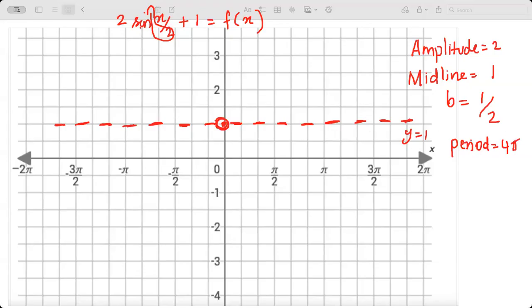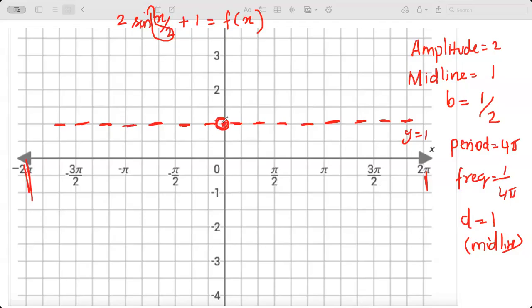Okay, now let me take this minus 2 pi to 2 pi, so that I don't want to extend to the right side, okay? What else I can write? Frequency is 1 by 4 pi, okay? Then anything else we want to write? D value is 1, which is the midline. What else I can write? That's all, that's enough. Okay, but let's plot the graph.